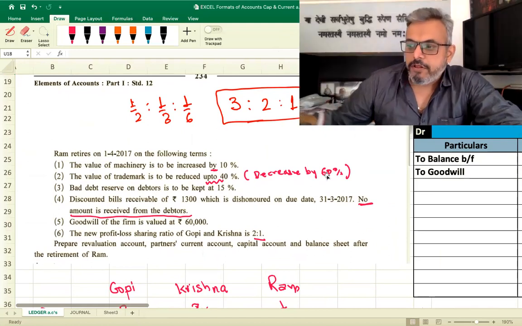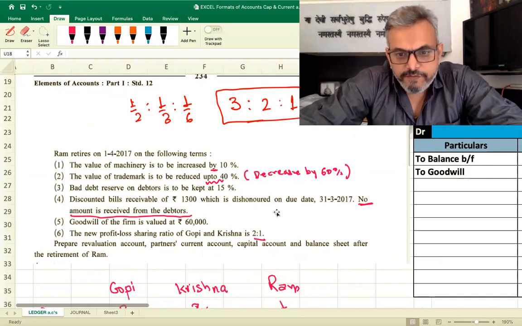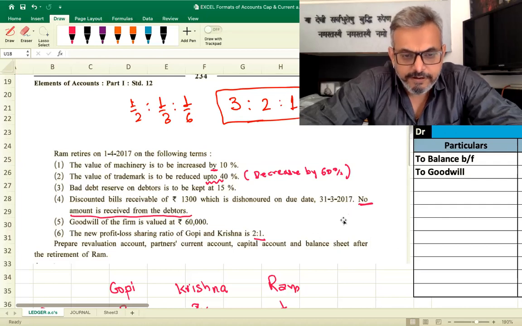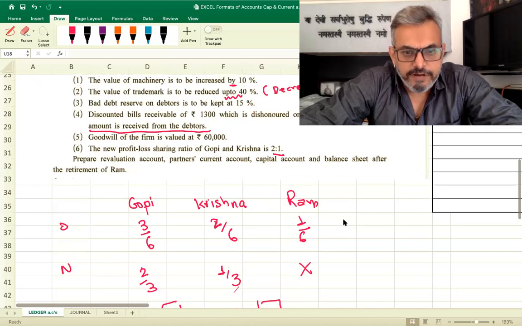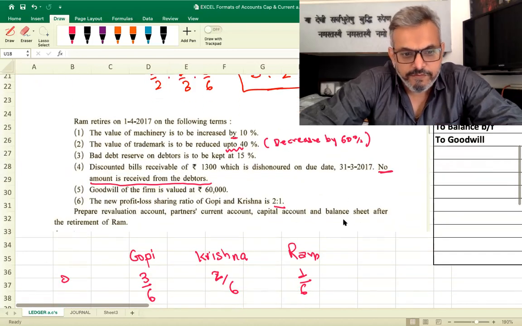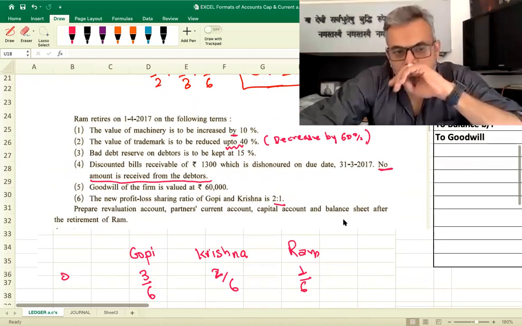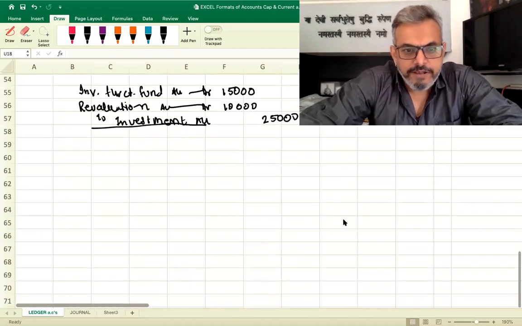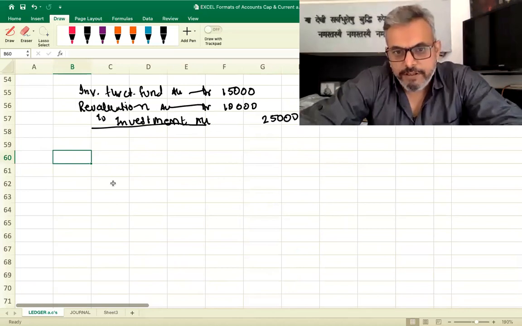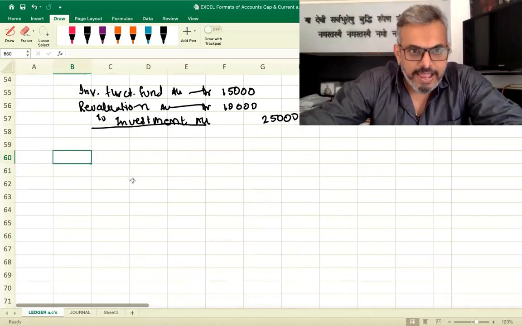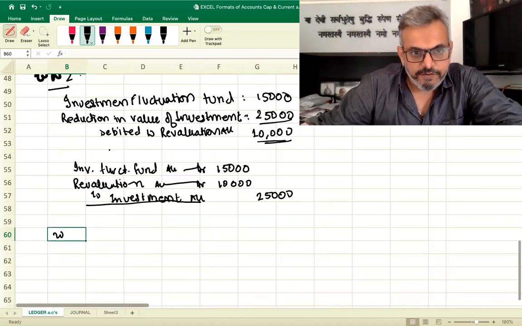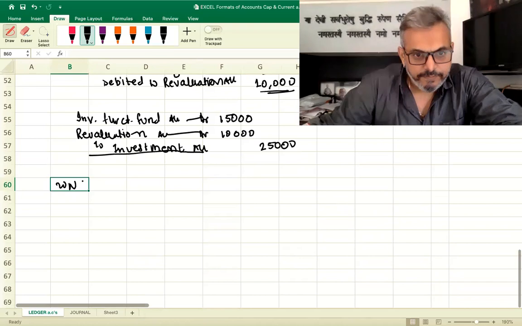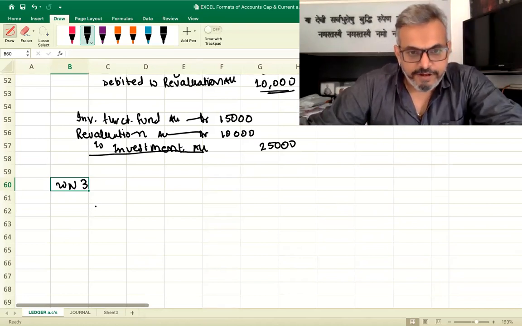Discounted bill receivable of 1300, which is dishonored on due date 31/3/2017. No amount is received from debtors. So first, let's write a journal entry for this so that we go stage wise. Now, whenever bill receivable, which is discounted with the bank, is dishonored, we first pass the entry for this. This is working note number 3. So let's first pass the entry for this.